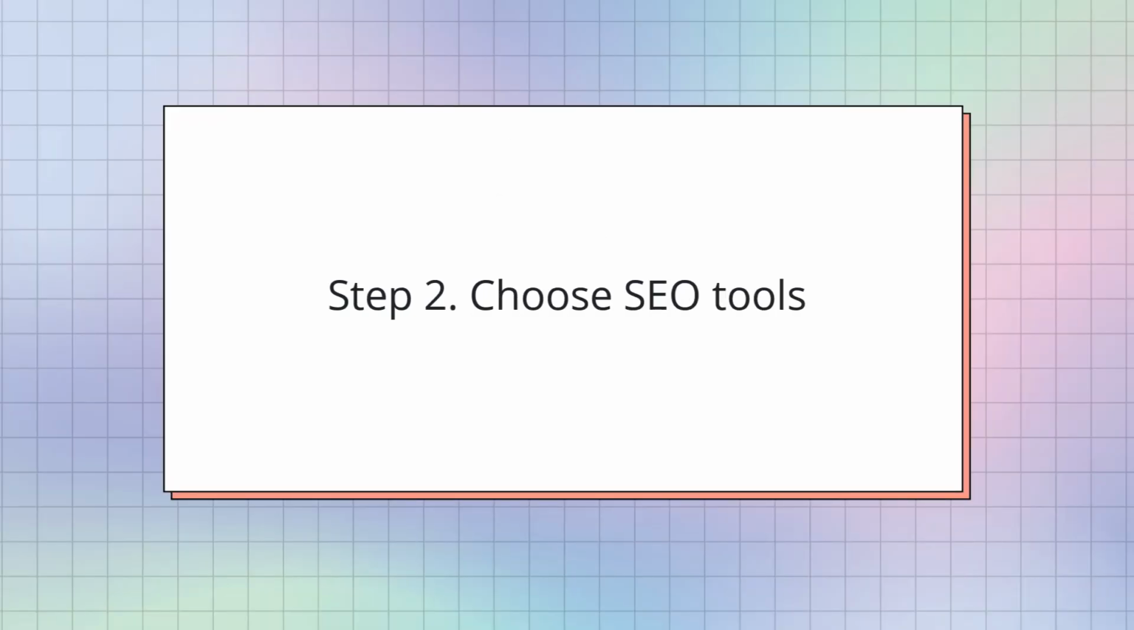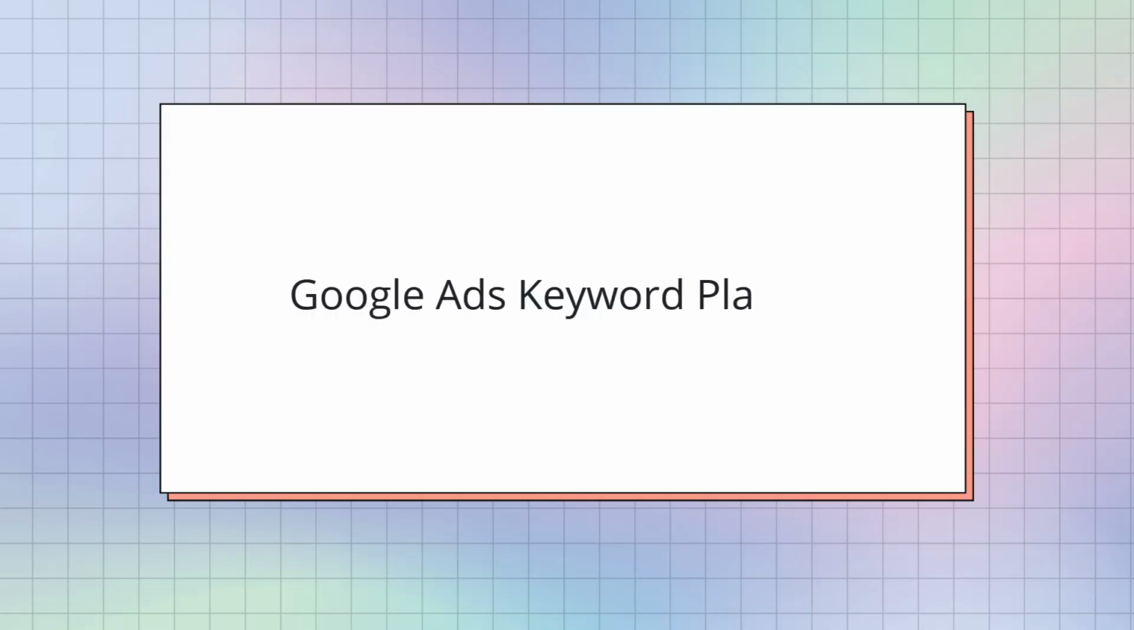Let's move on. Step 2. Choose SEO tools to use. There is a huge range of SEO tools on the market, both free and paid, simple and sophisticated. But for this video, we will limit ourselves to a handful of the most popular and most reliable keyword research tools. And the first one is Google Ads Keyword Planner.